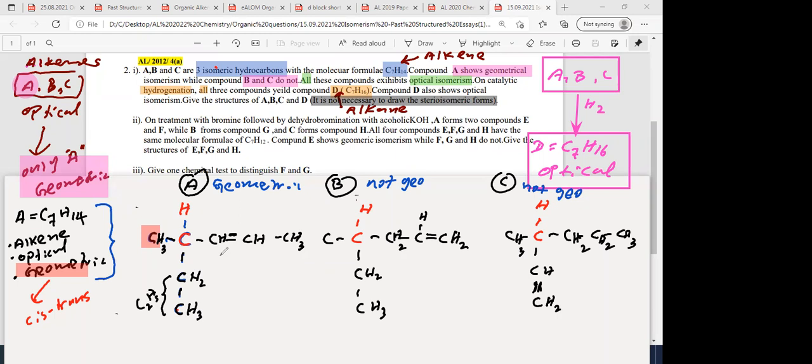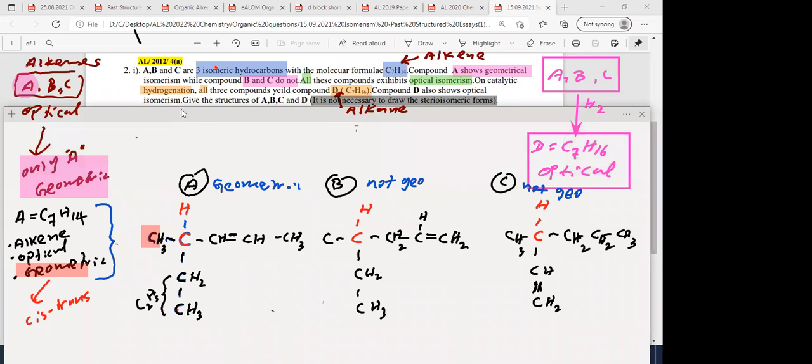Now if you do catalytic hydrogenation on all three, you get the same formula, C7H. All three will give the same compound D if you do the catalytic hydrogenation. That means the double bond is broken, and two hydrogens are added around the double bond. So I will draw that also. Now what is the next one? We have to predict the structure of D. How to predict the structure of D?